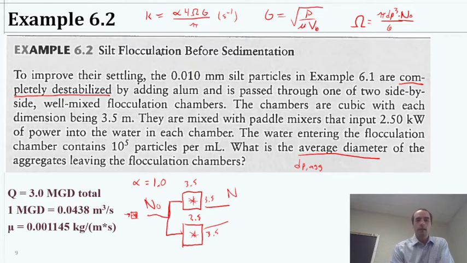Okay, and we still had the same flow rate from that other problem, which is 3 million gallons per day going into here. So the Q going in is 3 mgd.